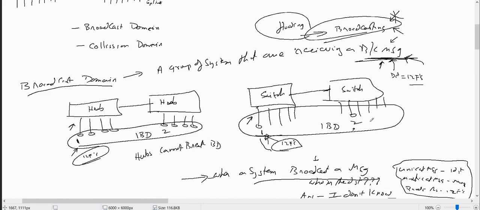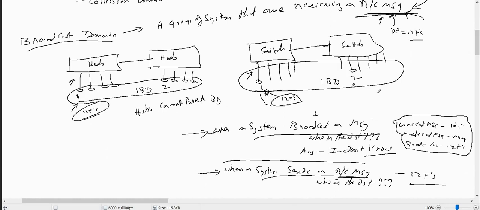Right. So this is the key point. By default, your switches will stop flooding, but they cannot, by default, break the broadcast domain. Here, when it comes to a switch, your switch cannot break the broadcast domain by default. Why do I say by default? Because we know VLANs are there. We'll introduce that. So that is broadcast domain.